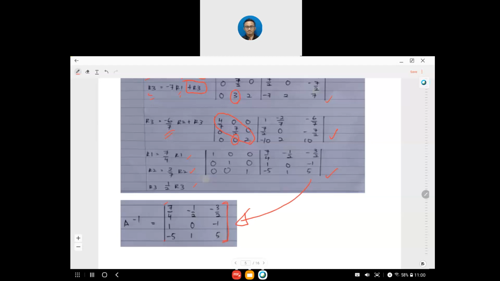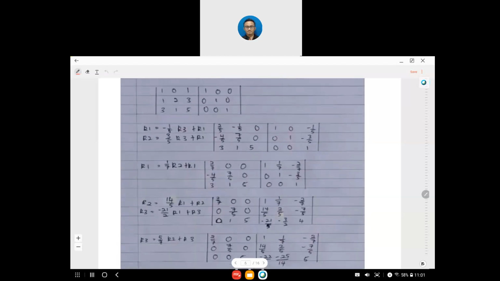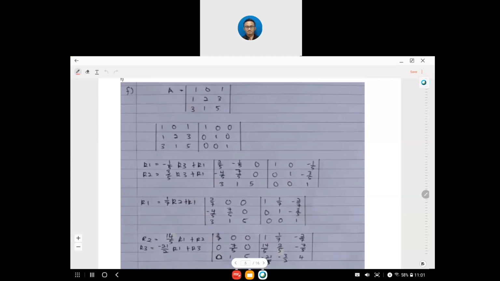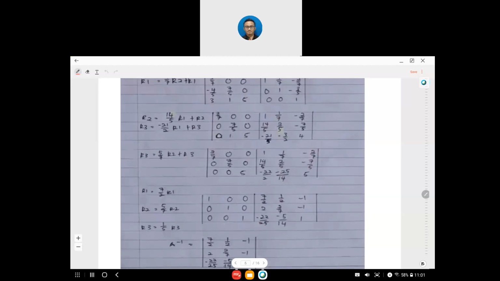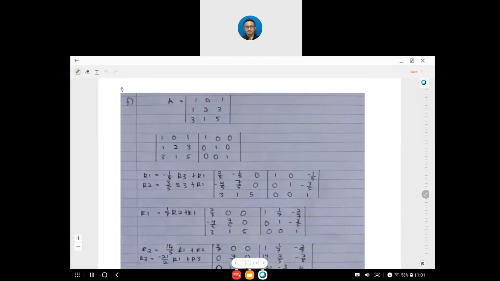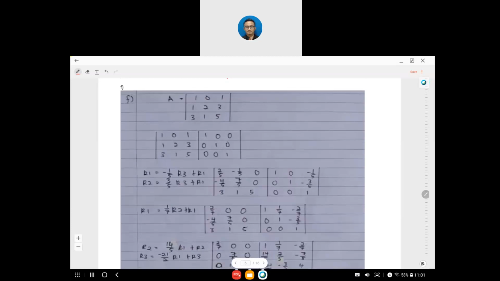Okay, if you don't have problems, next, let's proceed to question F. Okay, for question F, the matrix is also the same thing. He really likes using a matrix like this. Okay. Matrix is 1, 0, 1, 1, 2, 3, 3, 1, 5. Again, transform into augmented matrix.